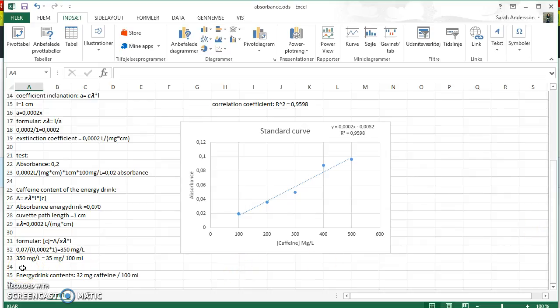And further down here, when we put it into the formula, we found out that the energy drink actually had a content of 35 milligrams per 100 milliliters, where we read on the back of the energy drink that it should have a caffeine content of 32 milligrams caffeine per 100 milliliters. So we can conclude that the method is quite valid, and our final conclusion is that we have measured the caffeine content in the energy drink to be 35 milligrams per 100 milliliters.